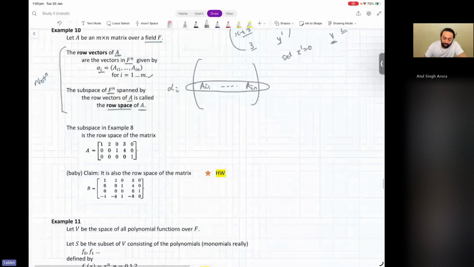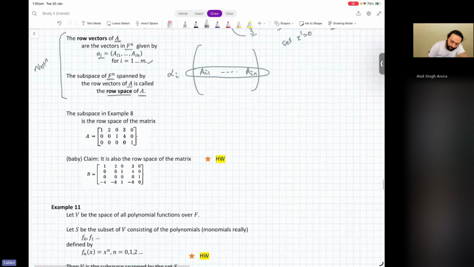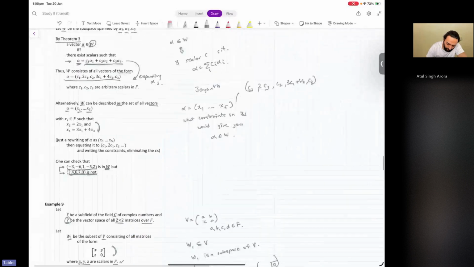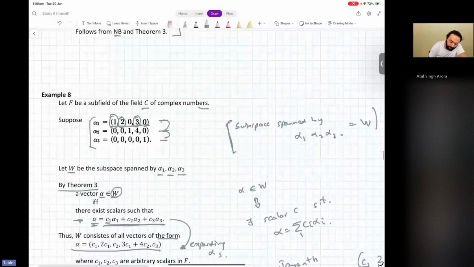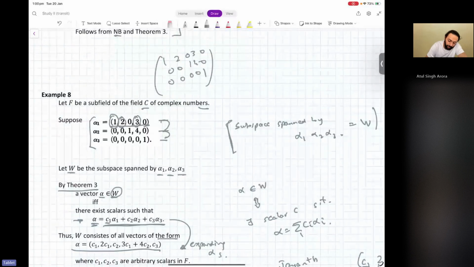Okay, so the subspace spanned by the rows is called the row space of A. Now it says that in the subspace that we considered in example 8, right? So in example 8, remember we looked at these alpha 1, alpha 2, alpha 3. If you make them into a matrix, you'll get this: 1, 2, 0, 3, 0, 0, 0, 1, 4, 0, 0, 0, 0, 0, 1. So that's the matrix A that they're calling, and they're saying that the row space of A is what we were considering in example 8.